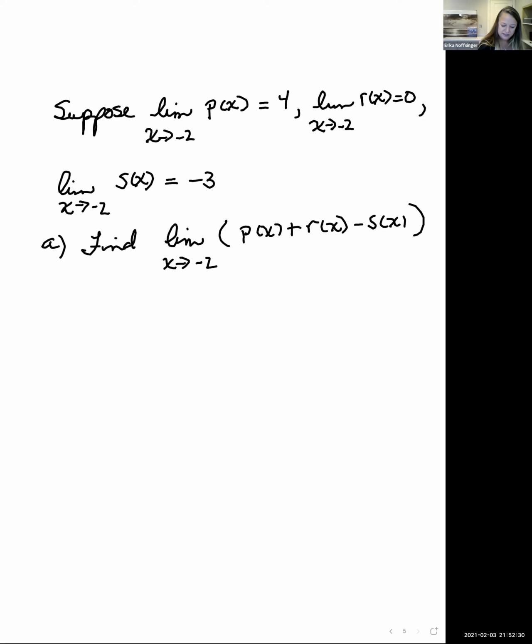And so basically this, using our rules, we can break it down. We know those limits exist. That was one of our conditions. Then we can break it down as the limit of the sum or difference. And so this limit of the first piece is equal to, we said 4. So this is just equal to our 4 plus the limit of r of x. As x goes to -2, we found was 0, so plus 0, minus the limit as x approaches -2 of s of x, which is -3, so minus a -3. So simplify, we get 4 plus 3, which is 7.